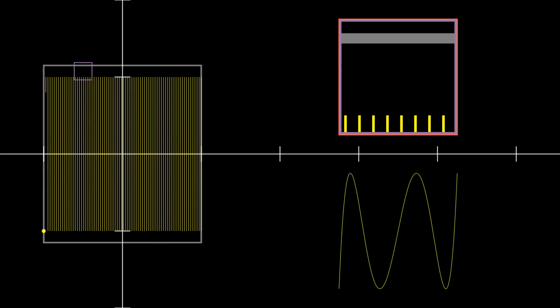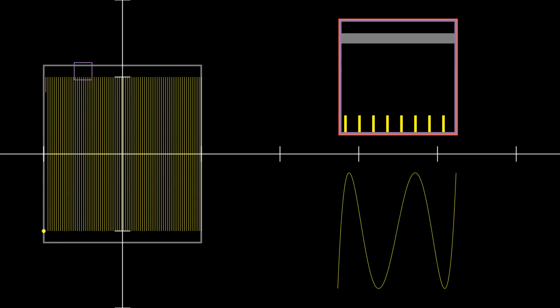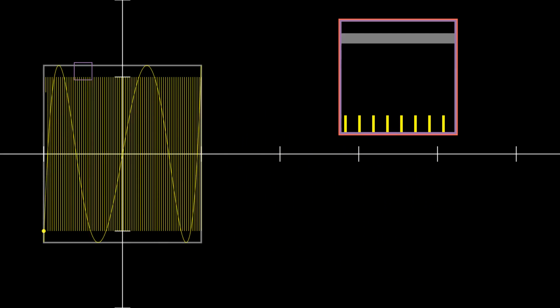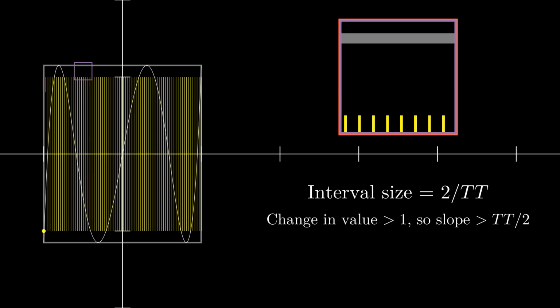Oh, is that so? Let me fit myself in the arena and stretch so that I also fit exactly in this arena. So, how much slope does your polynomial have? Well, since the intervals are of width 2 by trillion, and it goes from near minus 1 to near 1 in one interval, it has to have a slope of at least a trillion by 2.